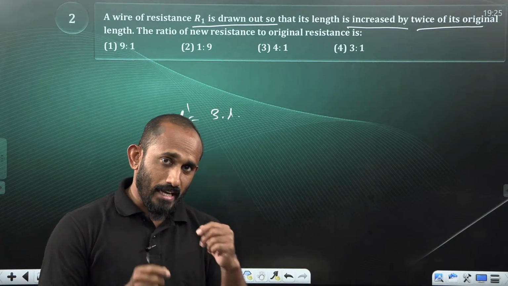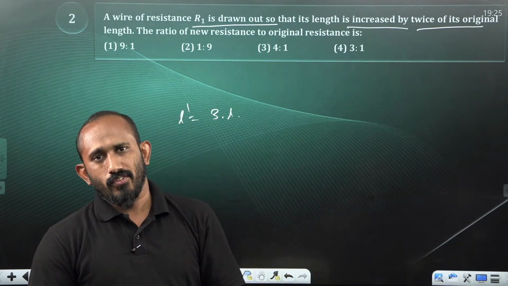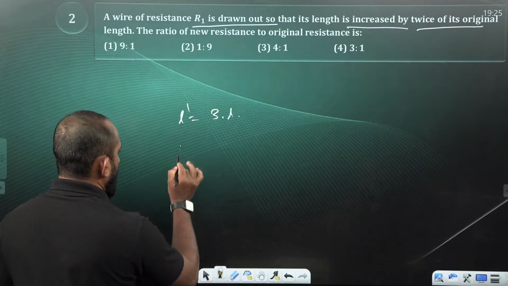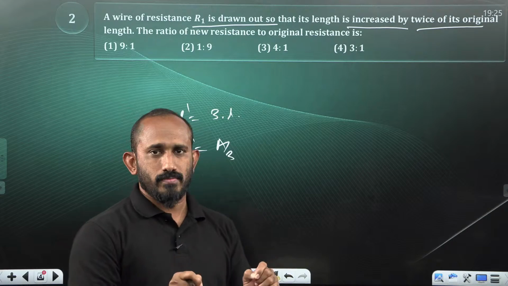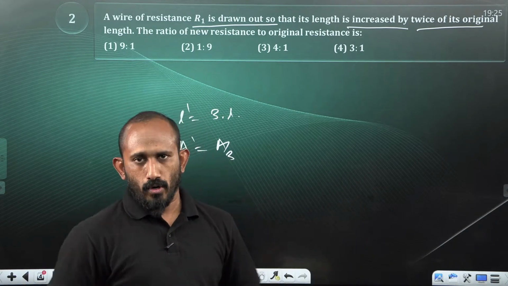Fine. So if a wire is drawn to increase the length, the area of cross section will be changing. So A dash will be A by 3, as the volume of the wire will be constant. No other material is added, so volume will be constant. A by 3.